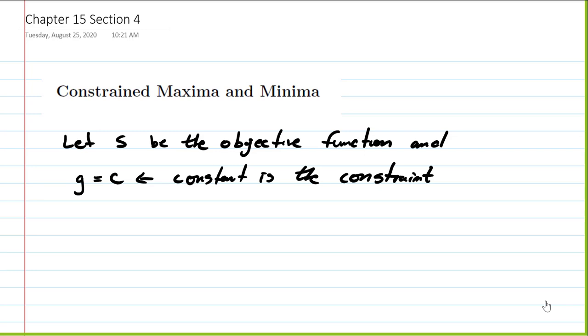So our goal then is to find a solution, so an ordered pair, ordered triple, ordered quadruple, whatever, that satisfies both the objective function and the constraint function. So we're going to talk about a couple of different methods in order to do this. So the first method is something we're familiar with from algebra. So method one is the substitution method.